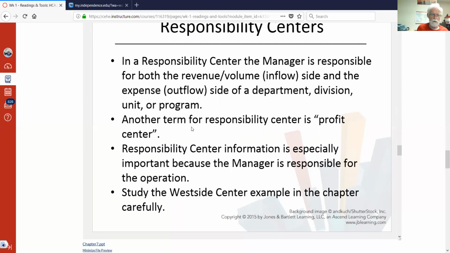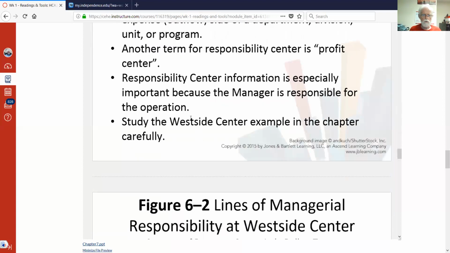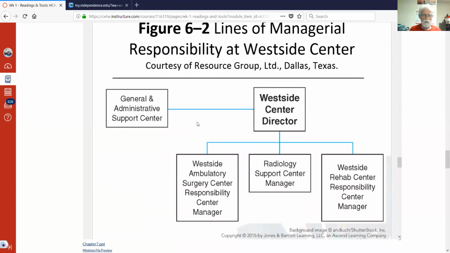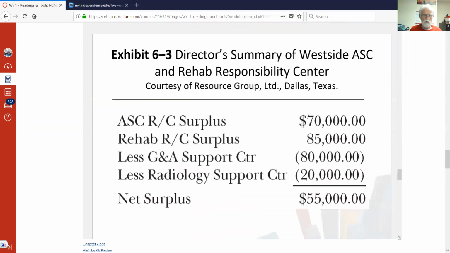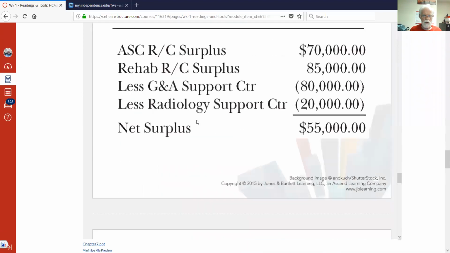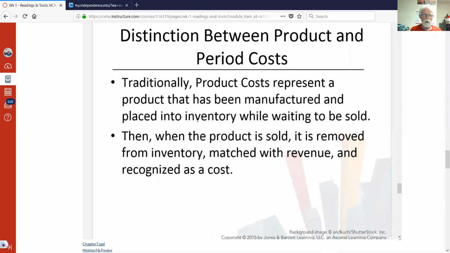So we look at another term here, the responsibility center. Take a look through and read through these things carefully and study them, or look at the book. There are several examples here that can give you some ideas of the distinction there.